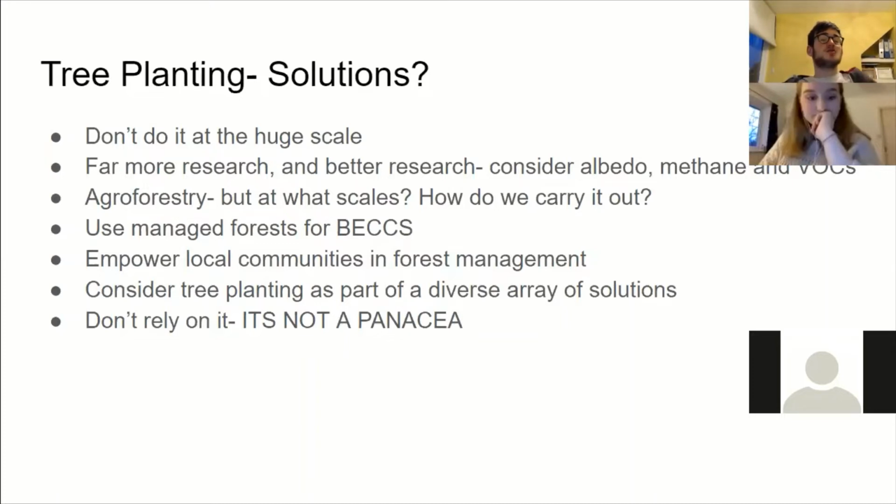And finally, we could use managed forests for BECCS, bioenergy with carbon capture and storage. Just keep that in your mind, that we can use it for BECCS, because I'm going to explain what BECCS is later, but I don't want to get into too much detail about it now.